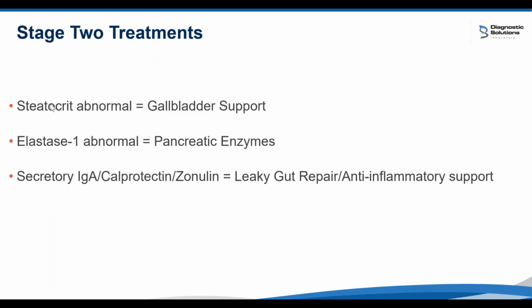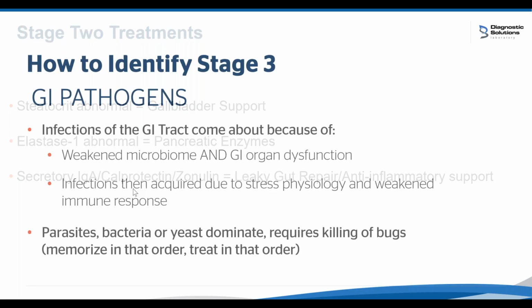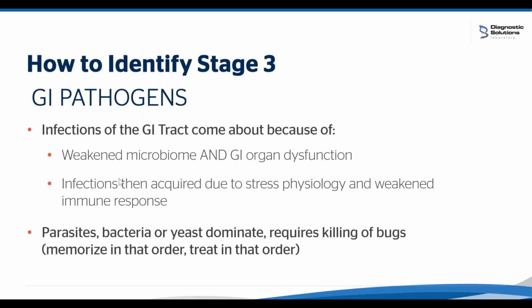And in terms of treatment, steatocrit, gallbladder support, elastase, pancreatic support, secretory IgA, calprotectin, zonulin, those kinds of markers, you're going to do a full-on leaky gut repair and anti-inflammatory program. Okay. Now, let's say that they've had a messed up microbiome for a while, their GI organs have not been working for a while, their gallbladder is not working, their pancreas is not working, their intestine is inflamed.